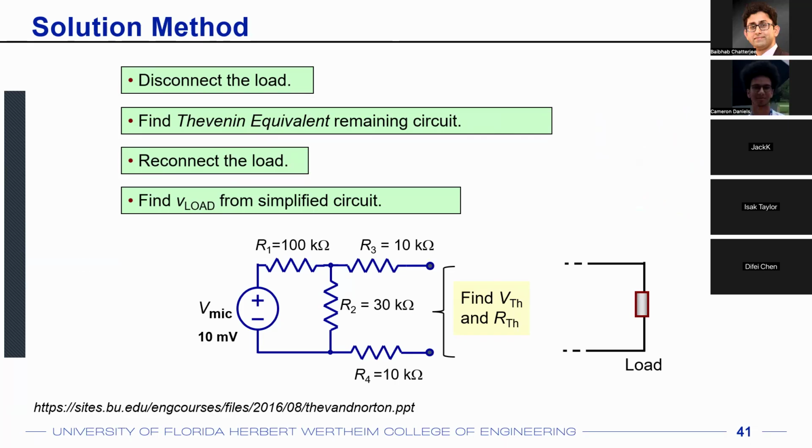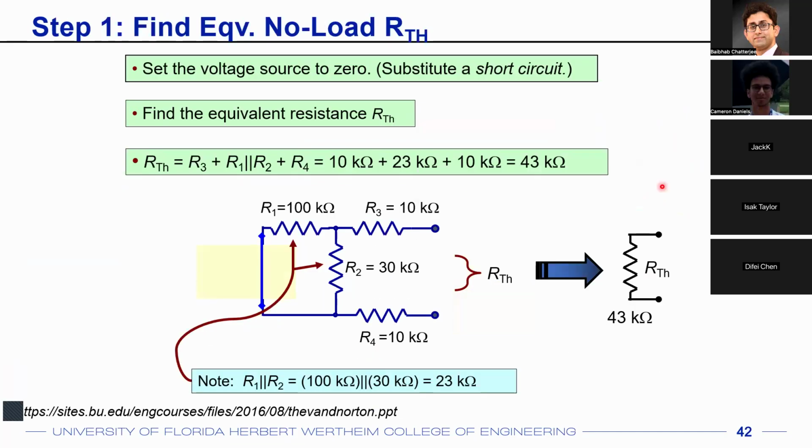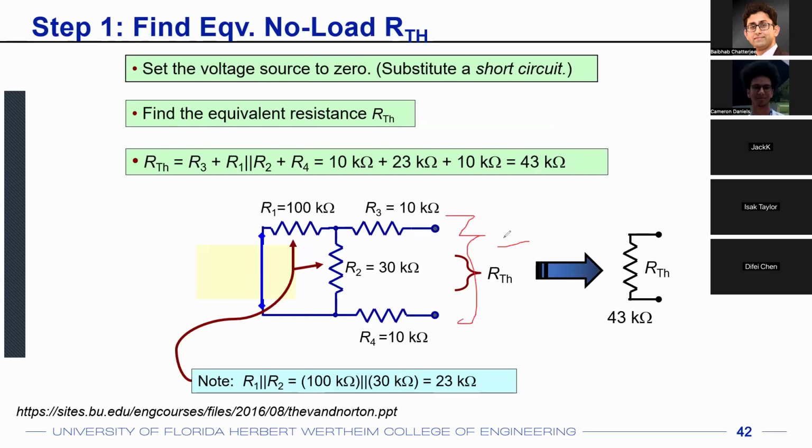So first thing we did, disconnect the load. Second, you want to find the Thevenin equivalent resistance, and for that you set the voltage source to 0. Because this was an independent voltage source, set it to 0, short it out, and find what your Thevenin equivalent resistance is if you're looking from the output port. This is where you are trying to look.